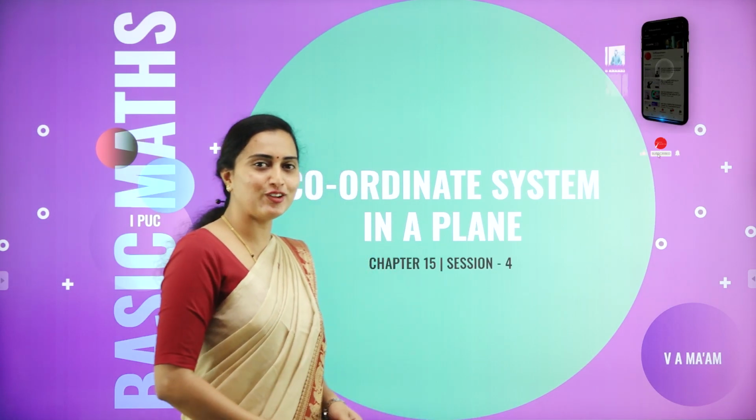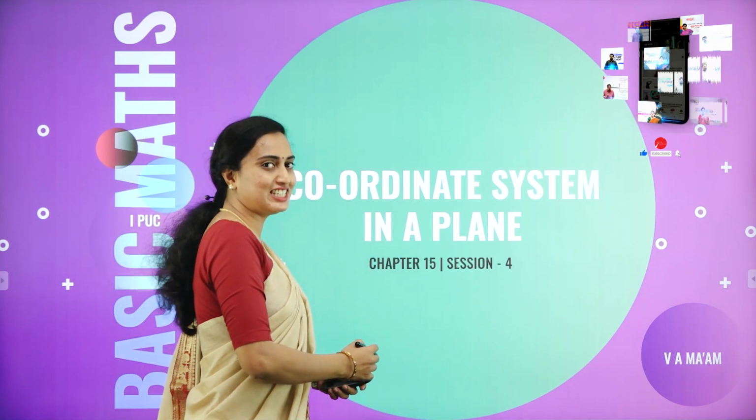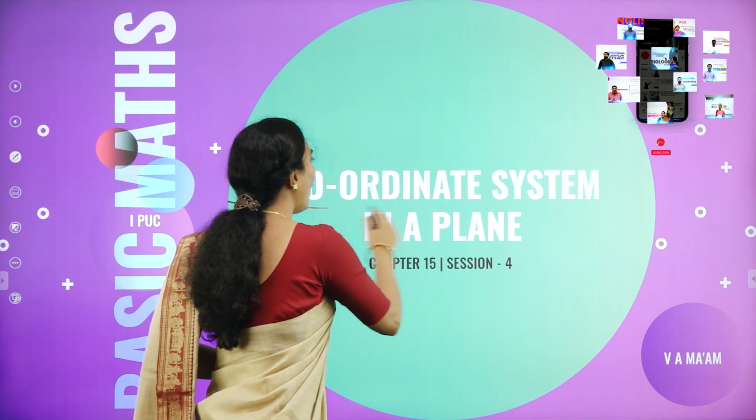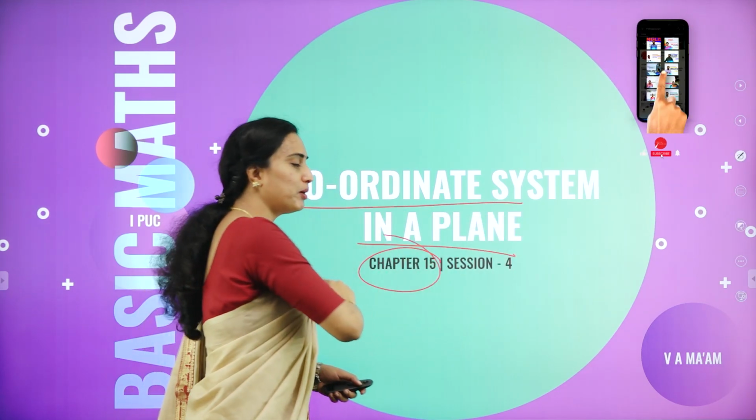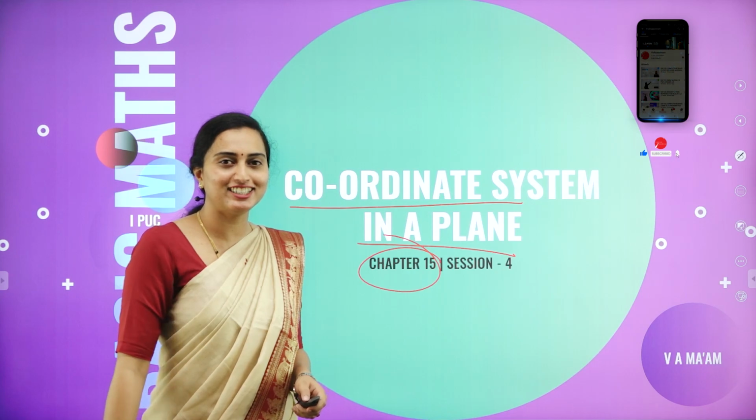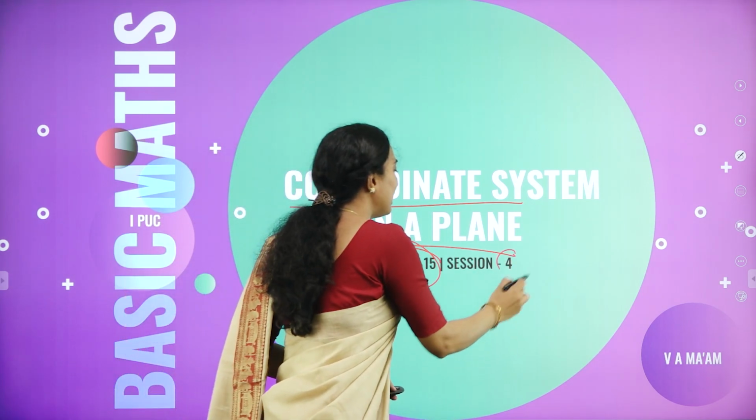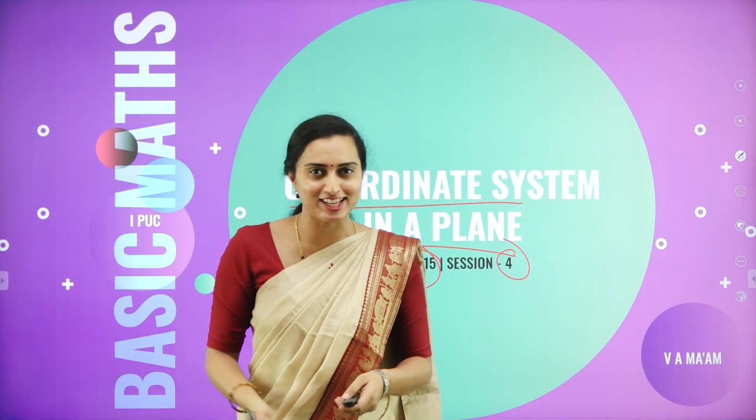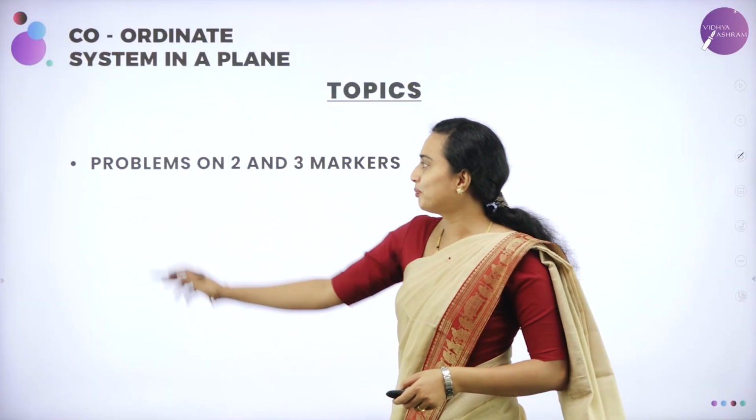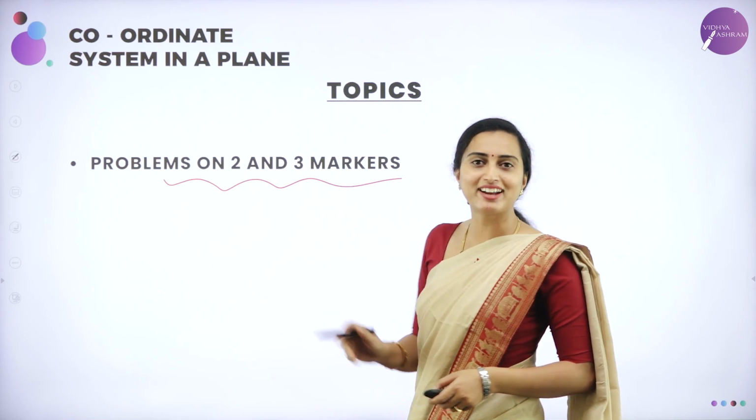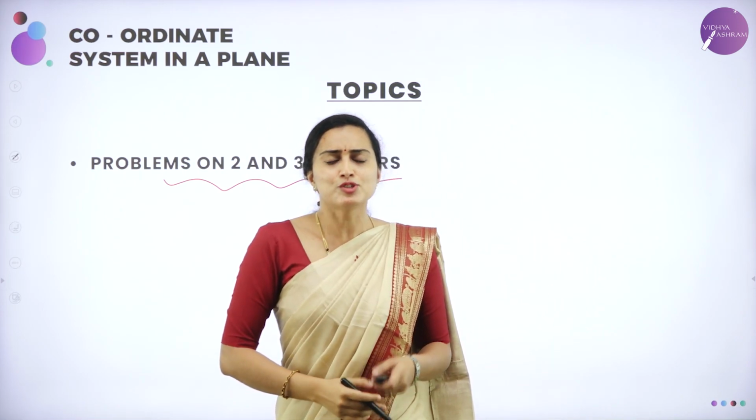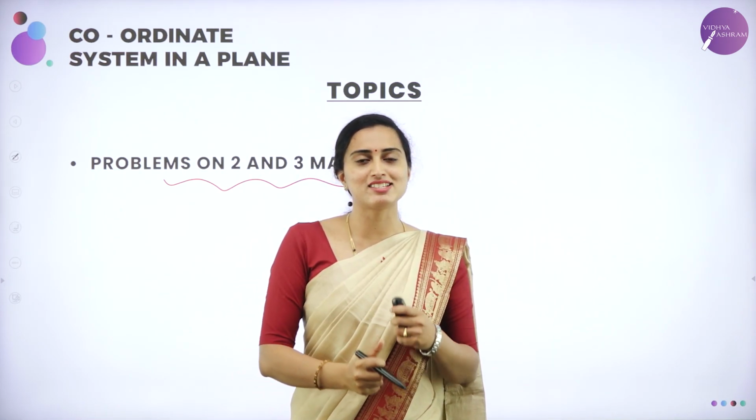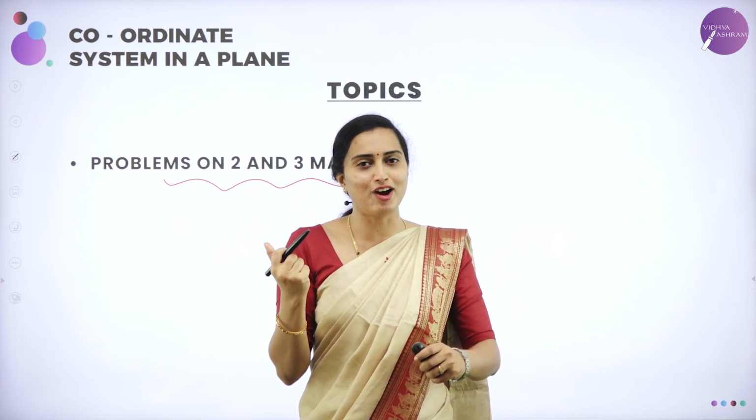So in this session, we are going to study the coordinate system in a plane, which is chapter number 15 in your NCERT textbook. This will be session number 4. So what are the topics we are going to study under this session? Let us look under that. The problems of 2 marker and then 3 marker. So before moving on to the problems, let us now revise the formulas.